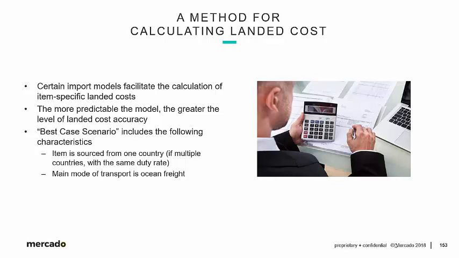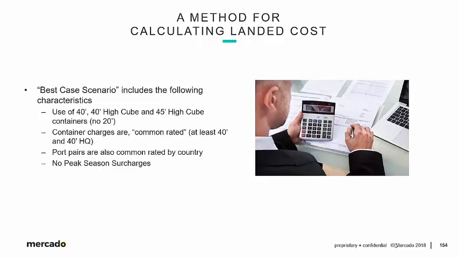The main mode of transport is ocean freight, so we don't have to be mixing in air freight and calculating between the two and such. Other best case scenario factors include the use of 40 high cubes and 45-foot high cubes, no 20-footers. Container charges are something that is referred to as common rated, meaning at least for 40 and 40-foot high cubes.